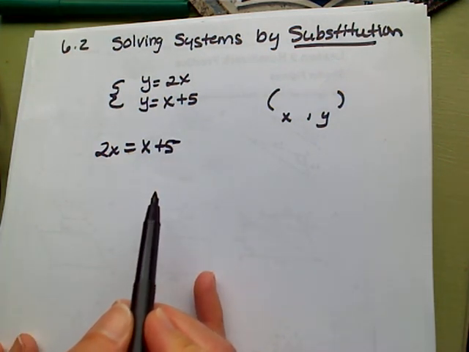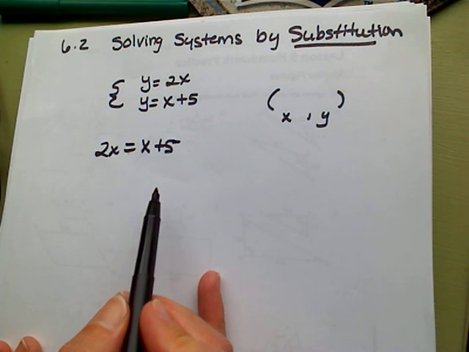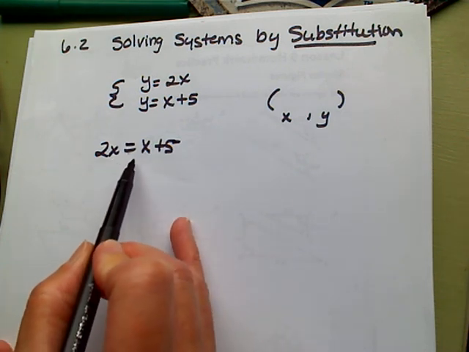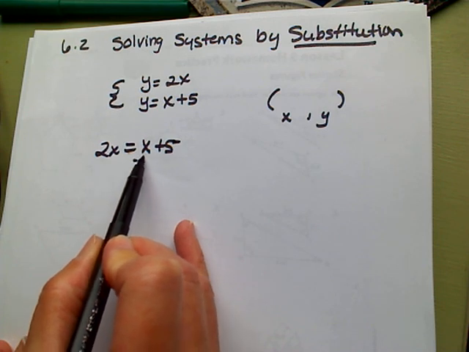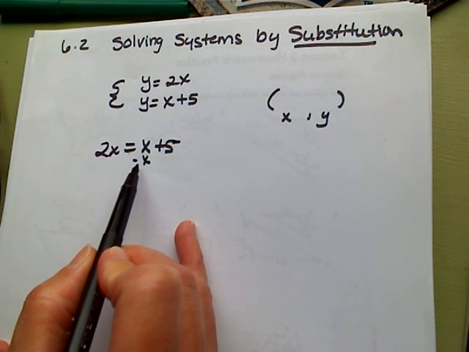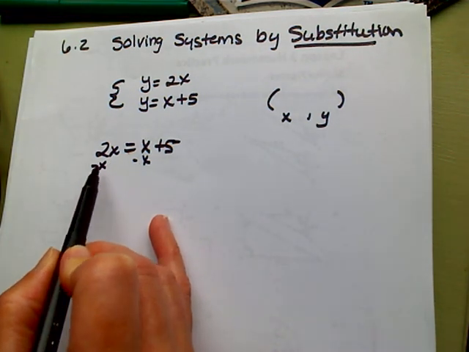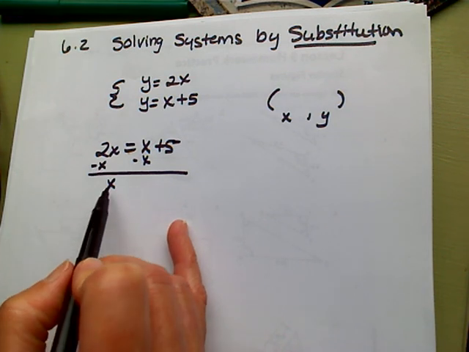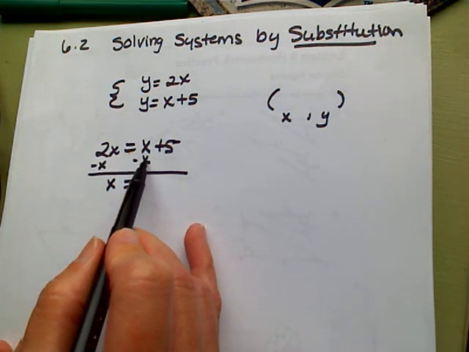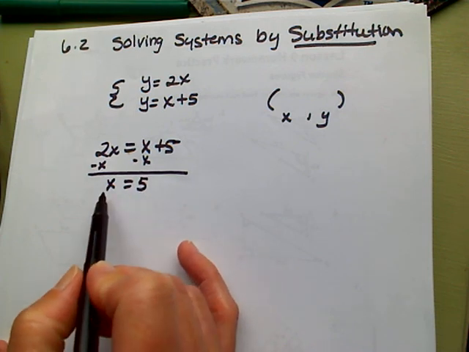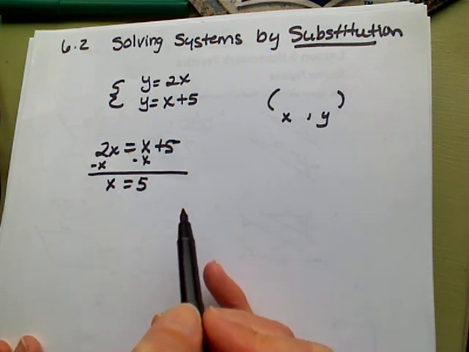So remember, our goal here is to find the value of x. So that means we have to isolate the x. Right now x is being added to 5 here, so I'm going to subtract x from both sides, leaving me with just x, because 2x minus x is x. Those two cancel out, leaving me with 5. So now I've already found the value of x is 5.